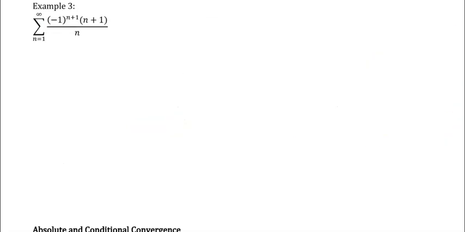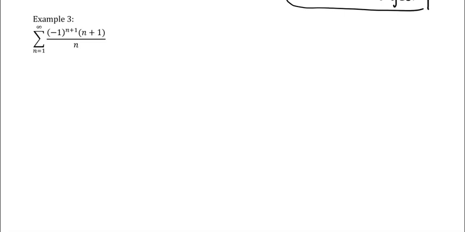Let's look at example 3. Example 3, I do see the -1 to the n plus 1. I'll take everything else in the series and let that be a sub n. Let's see if the alternating series test applies.